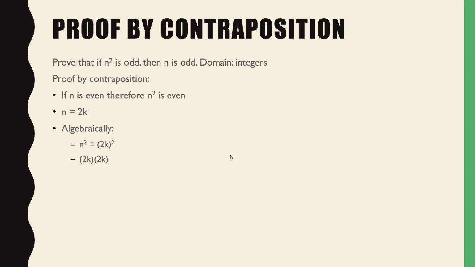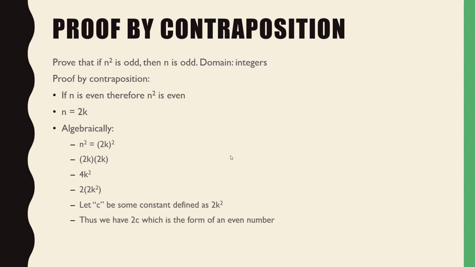Well, n squared looks like (2k) squared, which is 2k times 2k, which is 4k squared. I can factor out a 2, and I get 2 times 2k squared. Well, what's 2k squared? Some constant. I think I called it c again. And that is the form of an even number. I rushed through that pretty quickly, but does that make sense? You feeling okay about that?